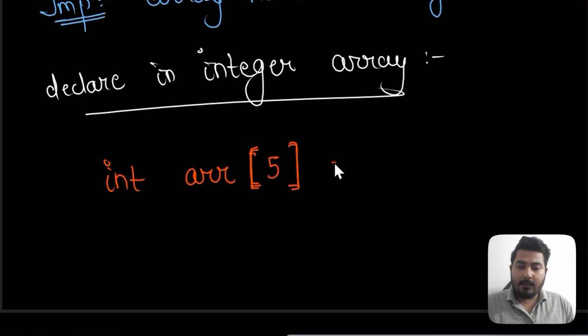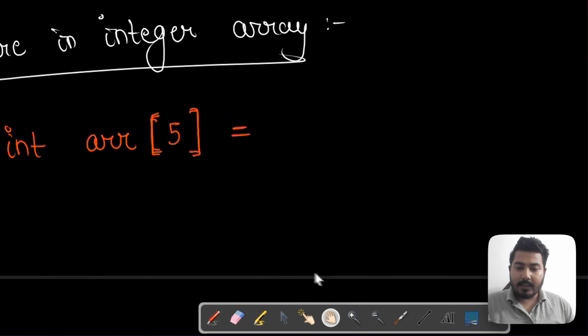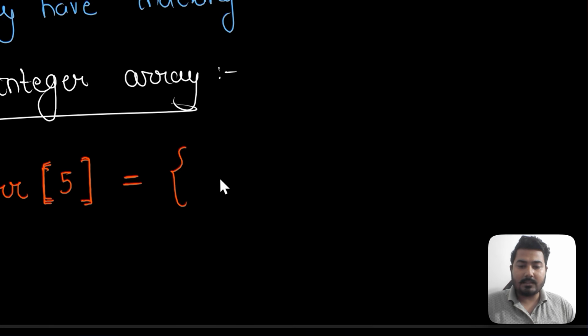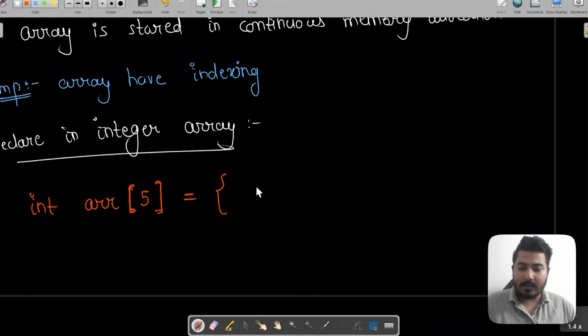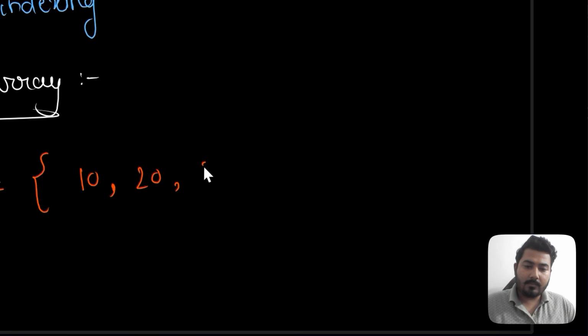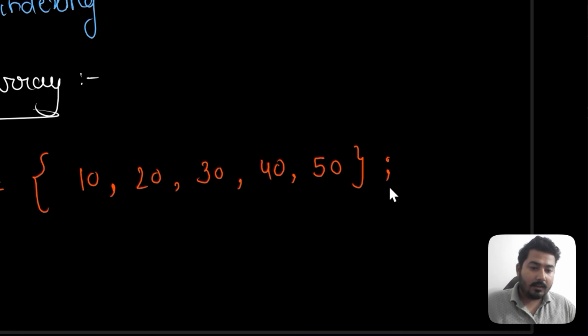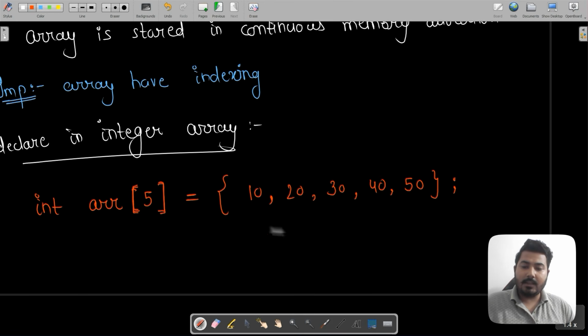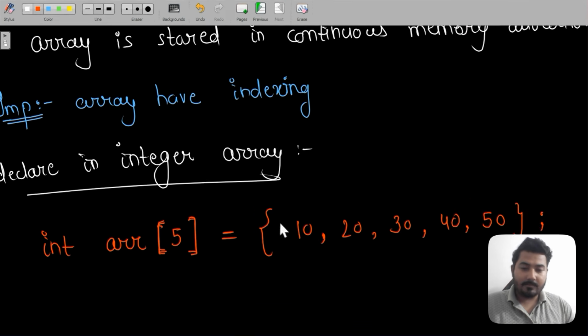What I will do is, in front of it, using an assignment operator, that means equal to, I can simply include its values as well. In curly braces, I can write down any 5 numbers. Let's just say 10, 20, 30, 40, and 50. And like always, end the statement with a semicolon. This is what your integer array would look like of size 5.